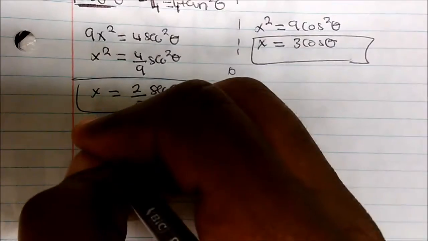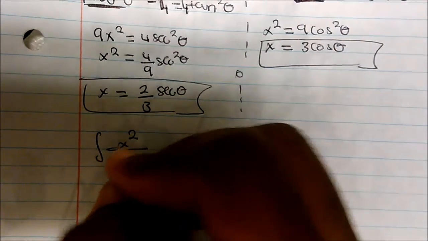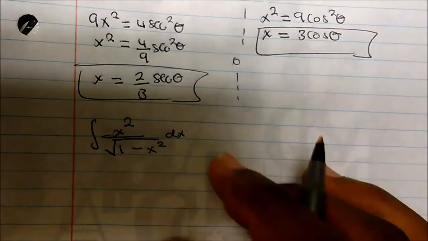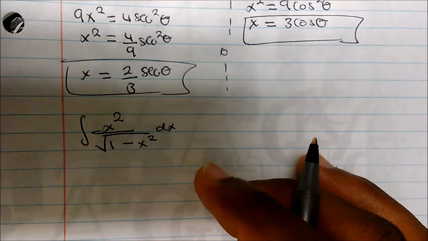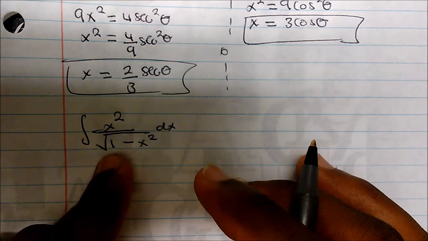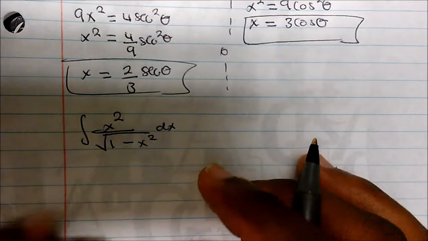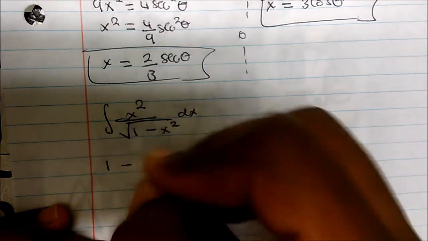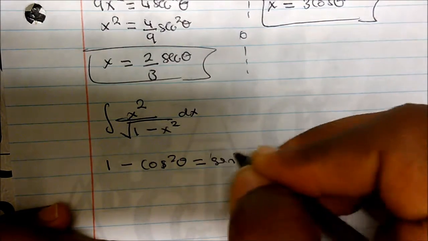Now, what about this one? What if we're given an integral where we have x squared over the square root of 1 minus x squared dx? What will we substitute in for x? Well, to me, it looks as if we have the form 1 minus cosine squared of theta, so a squared minus x squared is equal to sine squared of theta. So I'm going to write my identity out: 1 minus cosine squared of theta is equal to sine squared of theta.